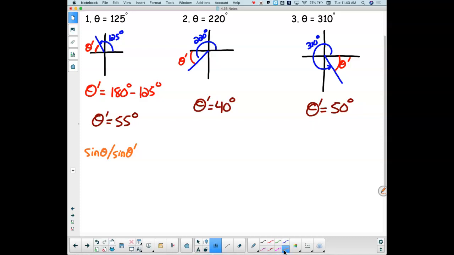First one, same, different, same. Second one, opposite. Third one, opposite.